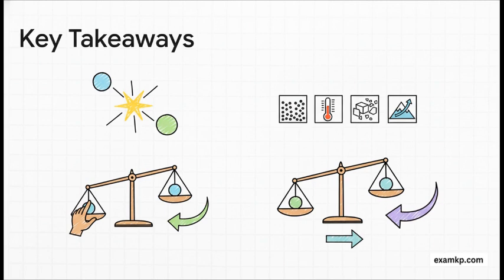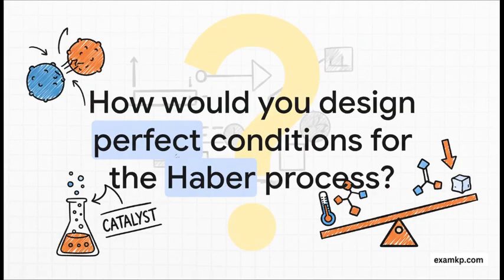Let's end with a real-world challenge. Chemists use these exact principles to run massive industrial processes like the Haber process, which makes the fertilizer that feeds billions of people. Their goal is to get the most ammonia they can. So based on everything we just talked about, what conditions of temperature, pressure, and catalysts would you pick to make the most ammonia as fast as you possibly can? That is where this chemistry really changes the world.